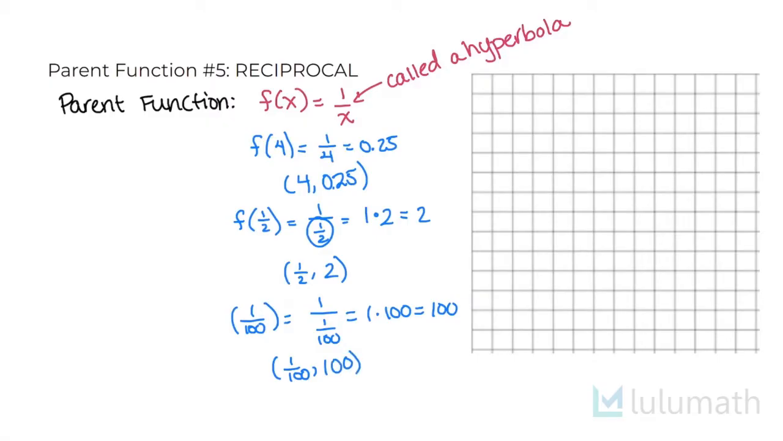So essentially, all we're doing is taking the reciprocal of our input. If our input was 4, our output was 1/4. If our input was 1/2, our output was 2 over 1. If our input was 1 over 100, our output was 100. This should say f of 100, sorry about that. If our input was positive 100, then our output would be 1 over 100, so it would be tiny. So as our inputs get smaller, our outputs get larger. As our inputs get larger, our outputs get smaller.